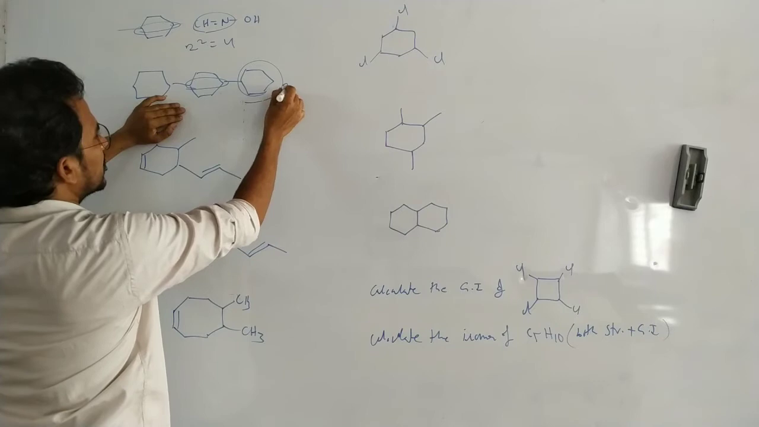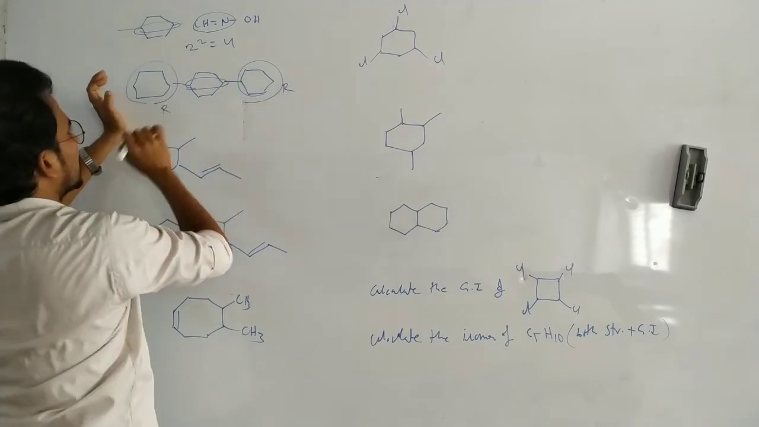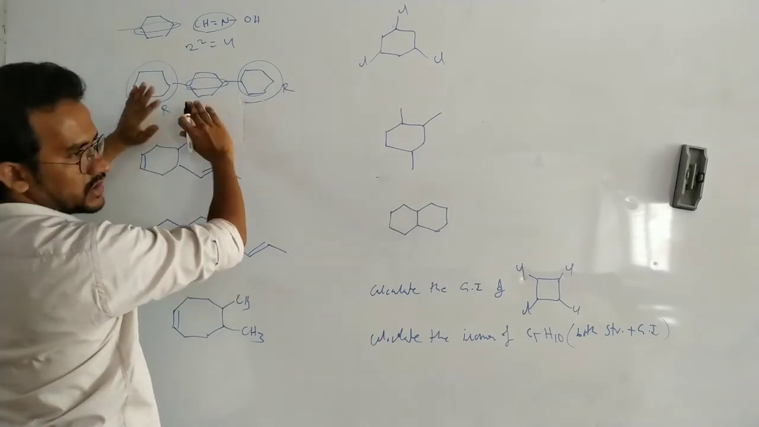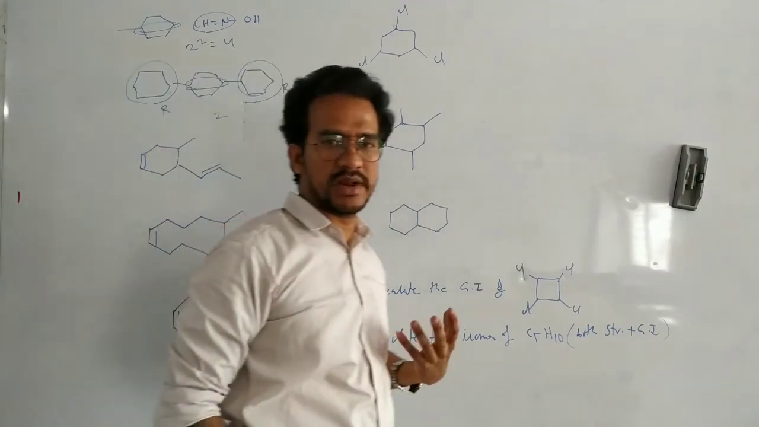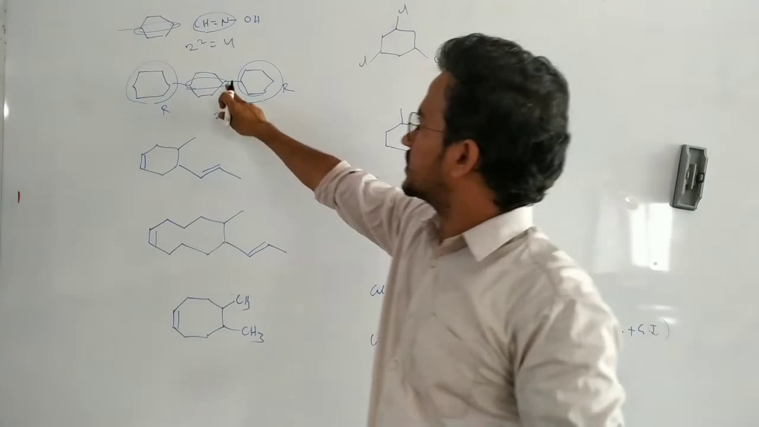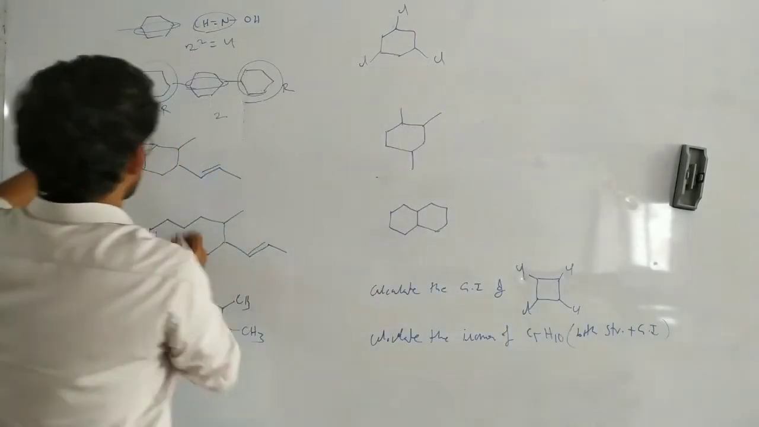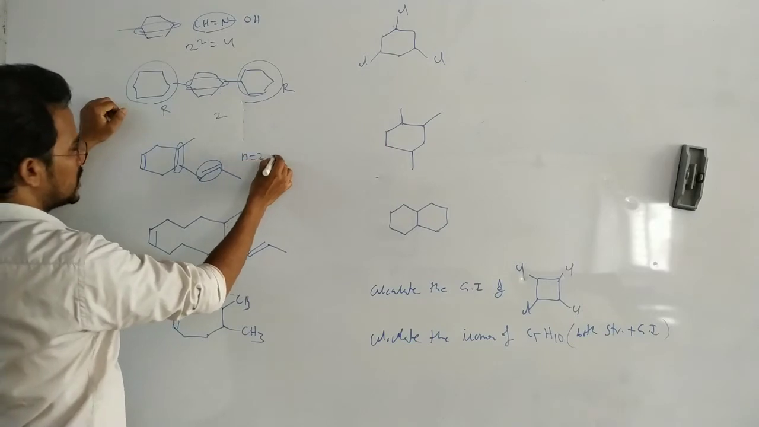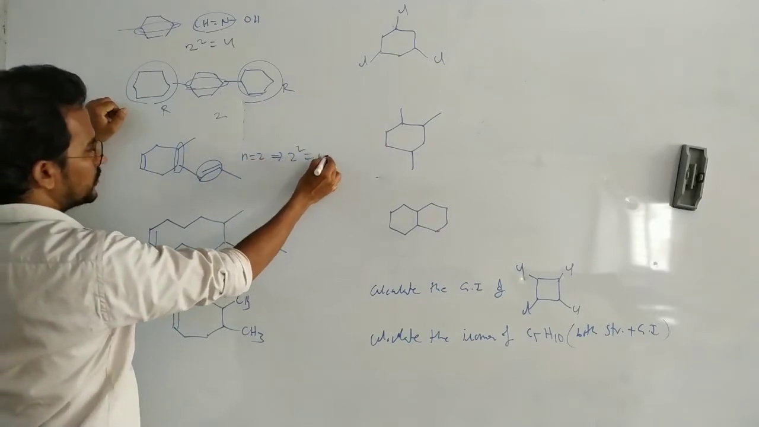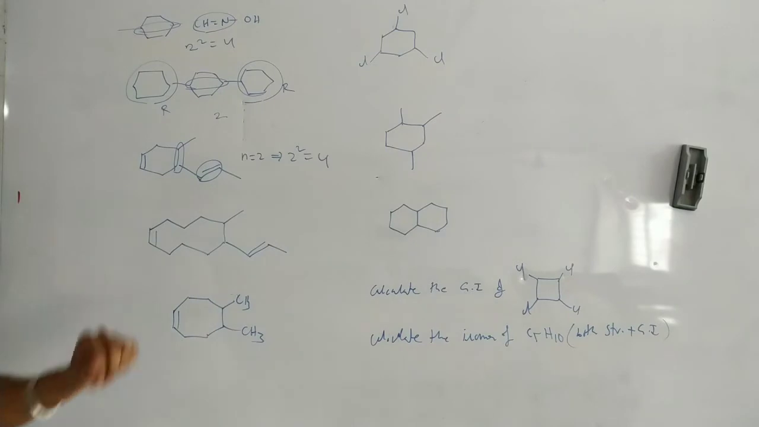This one is considered as an alkyl group, and this one is also considered as an alkyl group. So 1,4-dialkyl cyclohexane has just 2 isomers, cis and trans, one stereogenic center. Now in this case, one stereogenic center and one double bond, so n equals 2, that implies 2 power of 2, 4 geometrical isomers.